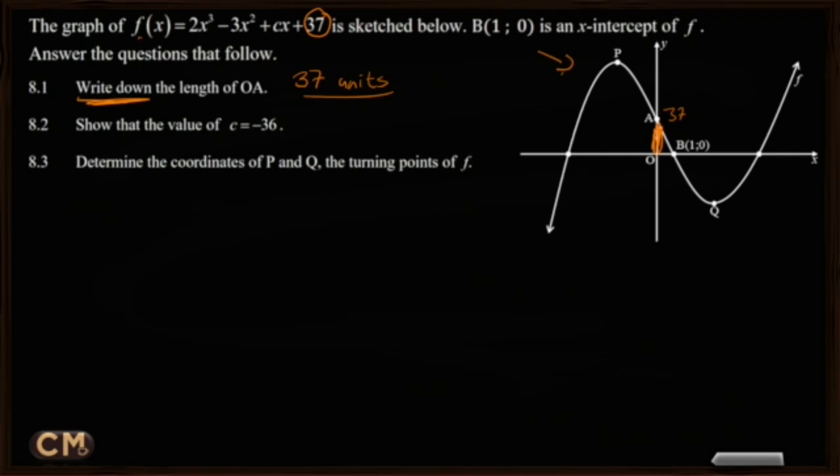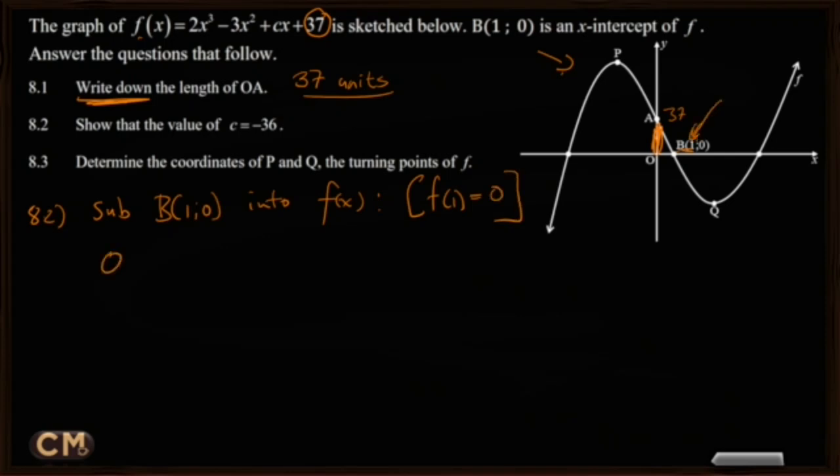Now, show that the value of c is equal to negative 36. Well, what do we know about this graph? We know that one of the x values that produces a y value of 0 is 1 here at B. So let's just sub that in. So sub B (1, 0) into f of x. Remember, f of 1 is equal to 0 according to this.